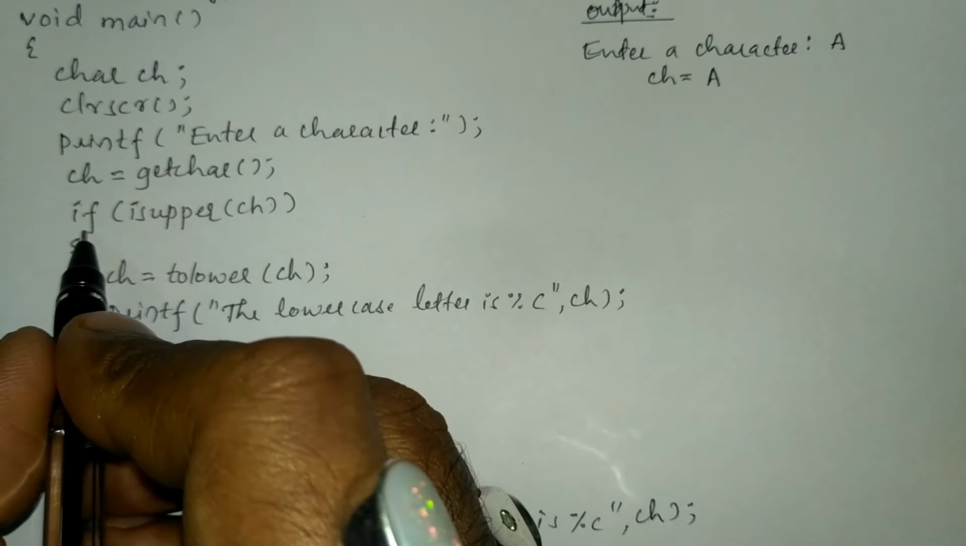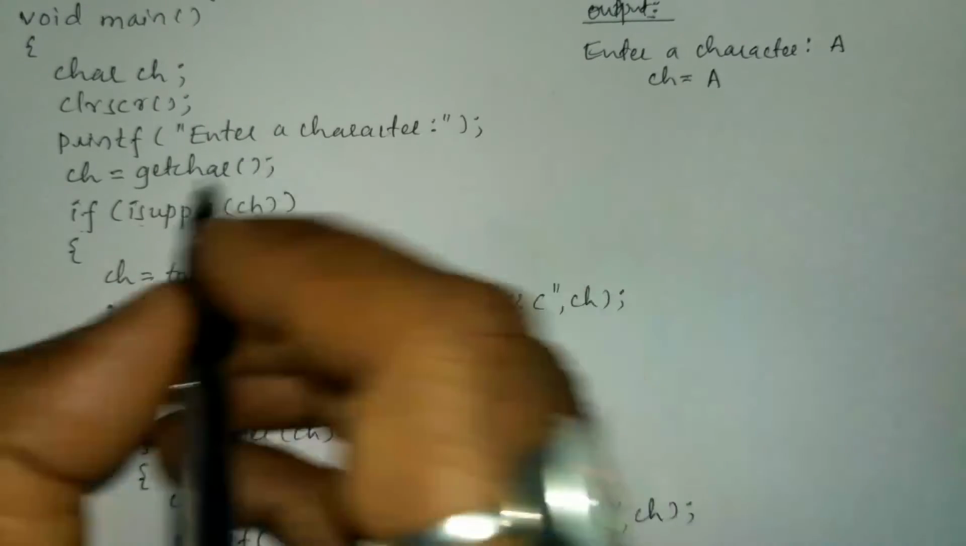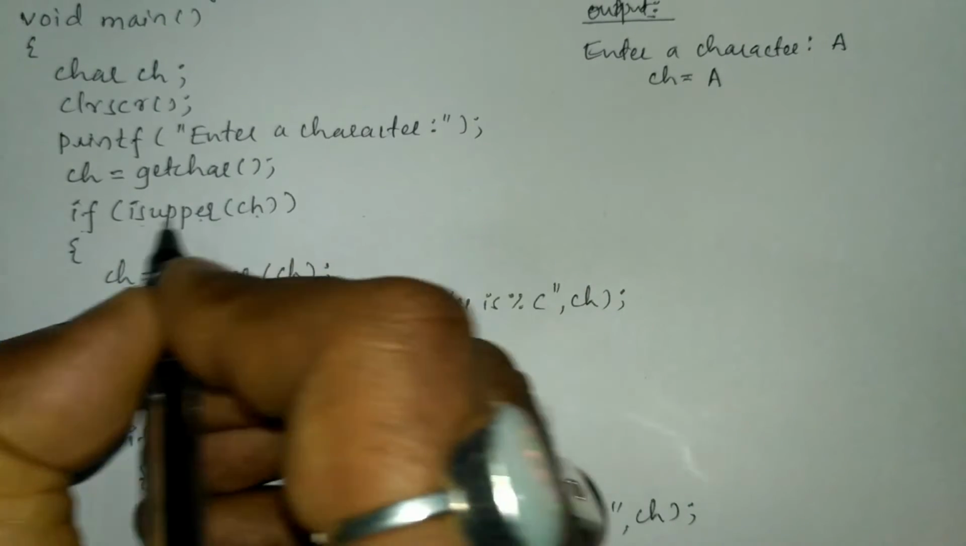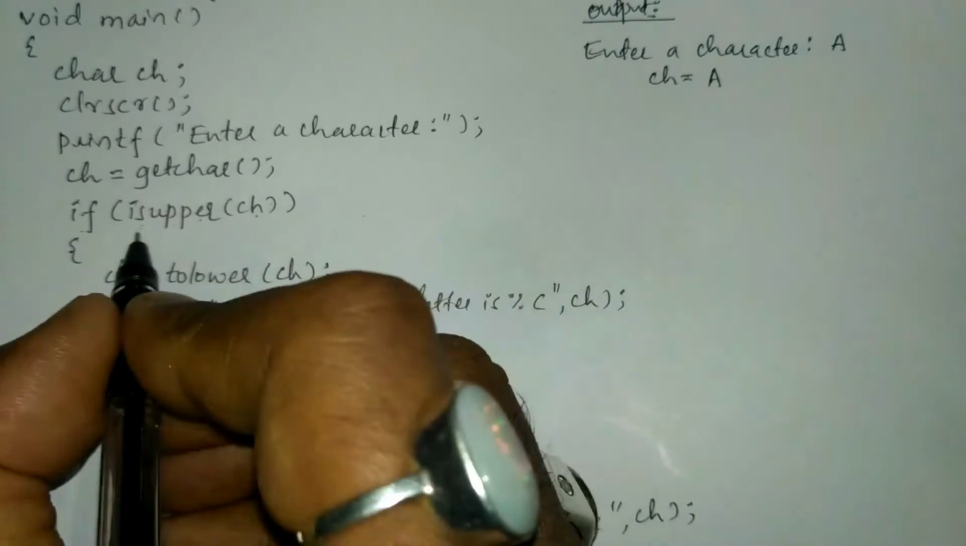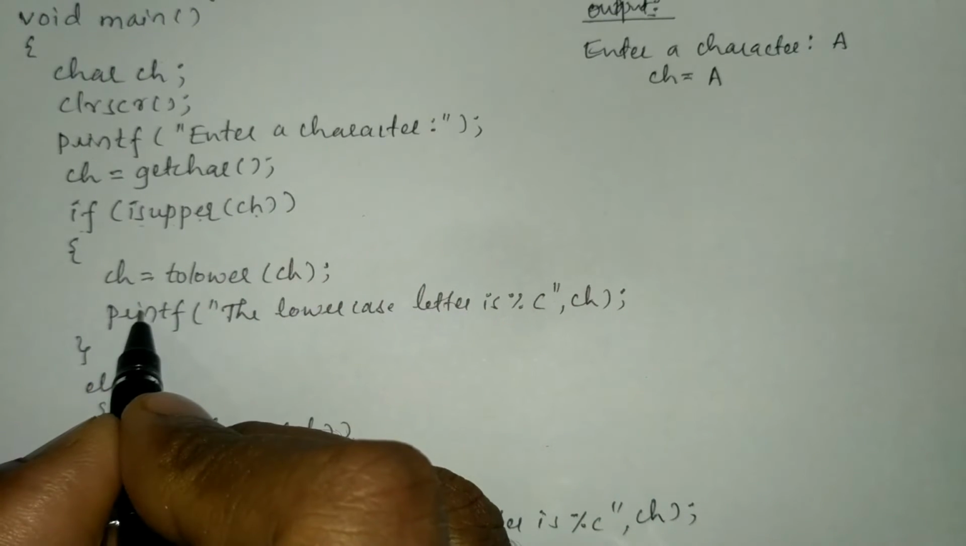Next, we are going to check this condition: if isupper(ch), where ch is A. So isupper of capital A is true, because it is a capital letter, an uppercase letter. Hence it is true. If it is true, then both of these two statements will get executed.